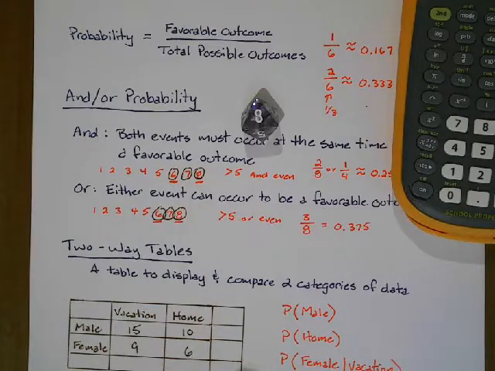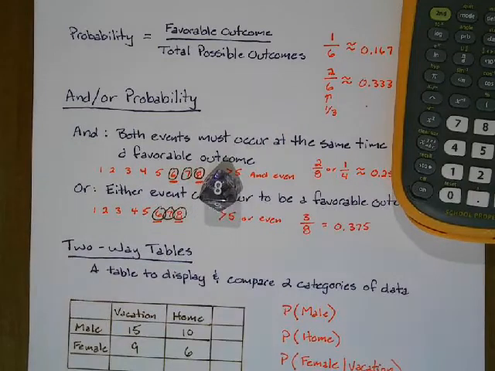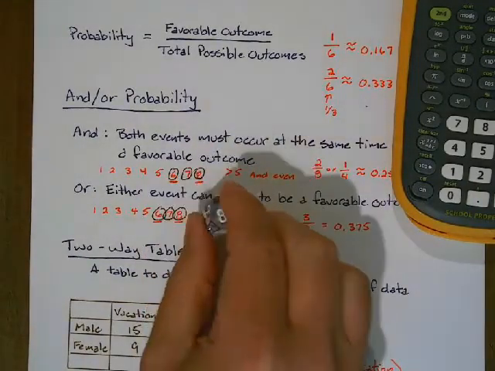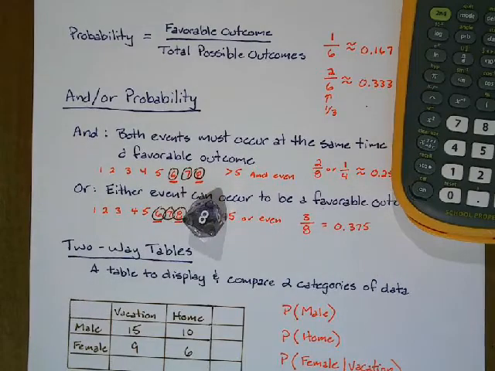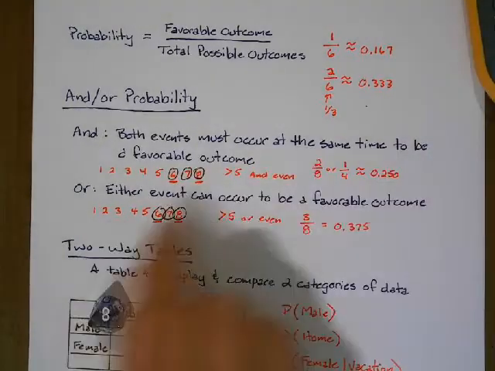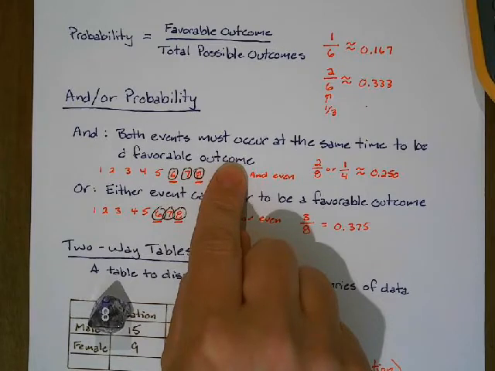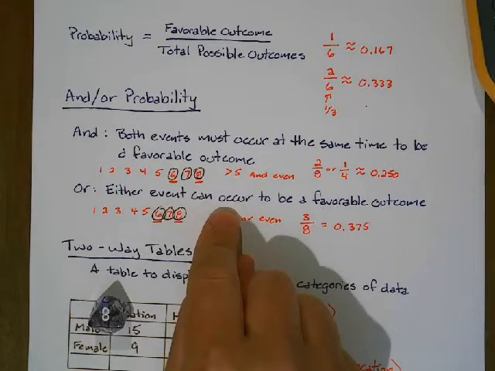Now it's possible to have events that can't occur at all. Like if I had this 8-sided die and I wanted to roll a 10, that's impossible. There are no 10s on here. It only goes up to 8. So that would be a probability of 0. So it's possible to have your probabilities go from 0 all the way up to 1. 0 means it can't occur at all. 1 means it's guaranteed to occur, 100% chance. So and events, they have to occur at the same time. Or events, you're happy with either one of them happening.